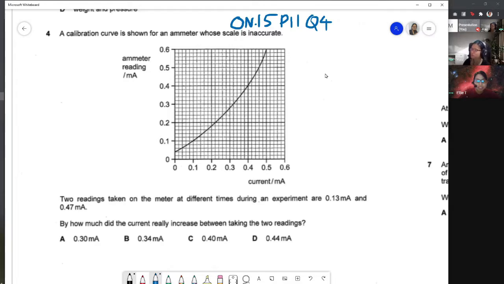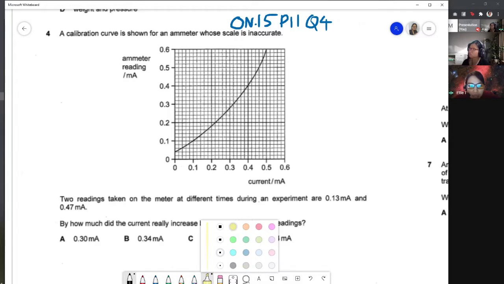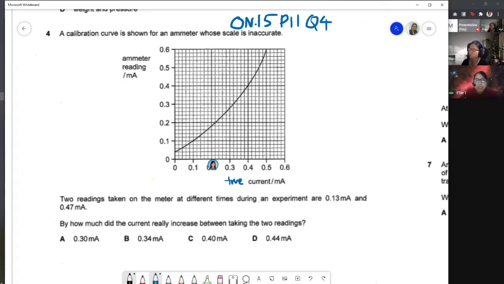Okay, so what is this question about? True reading versus what is shown on the meter, I think. Let us see. So here you have two axes. Down there is the current, I guess that's the true, actual current in the circuit. Then up there is the reading, what you see on the ammeter. Is this a digital one? I don't know. Whatever lah, the number shown there.